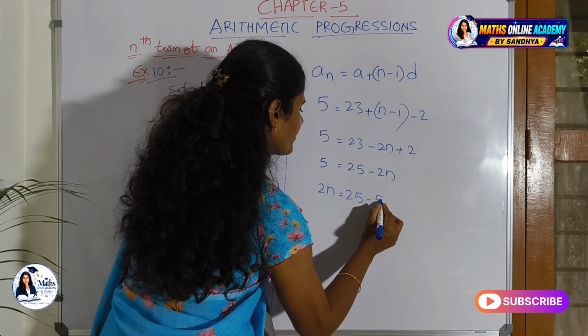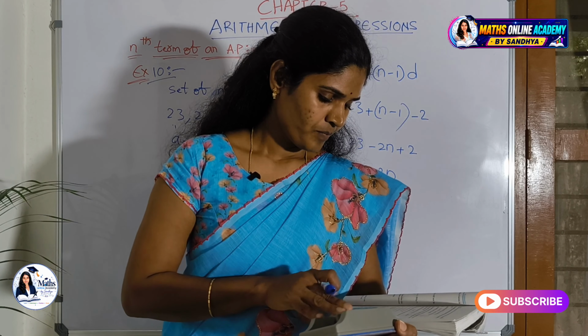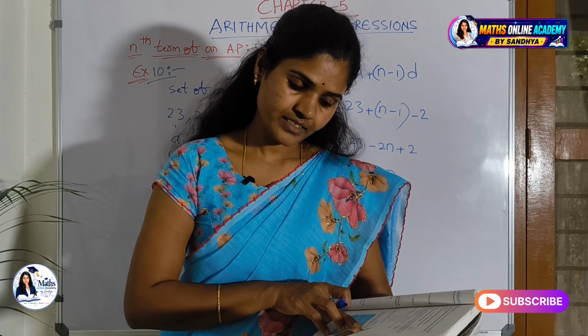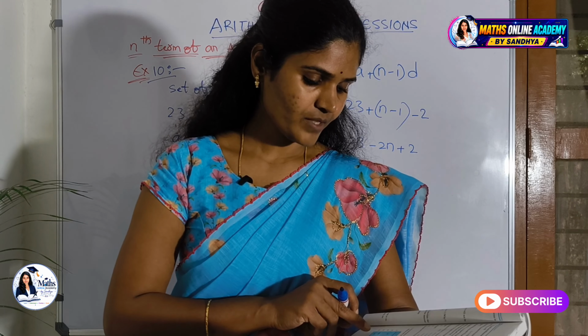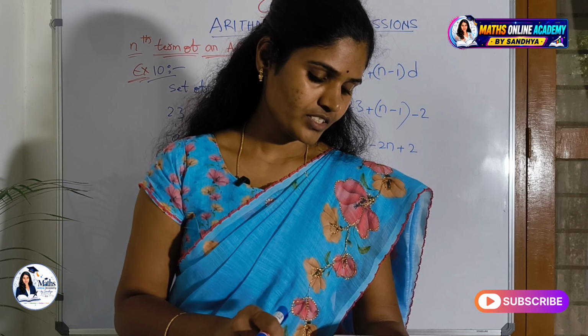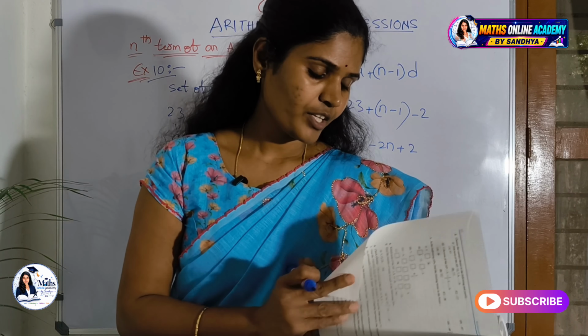Examples are finished, and let's start exercise 5.2. Fill in the blanks in the following table, given that a is the first term, d is the common difference, an is the nth term of the AP. Okay. In the next session we will finish 5.2, first, second, third. Okay, let's see in the next session.